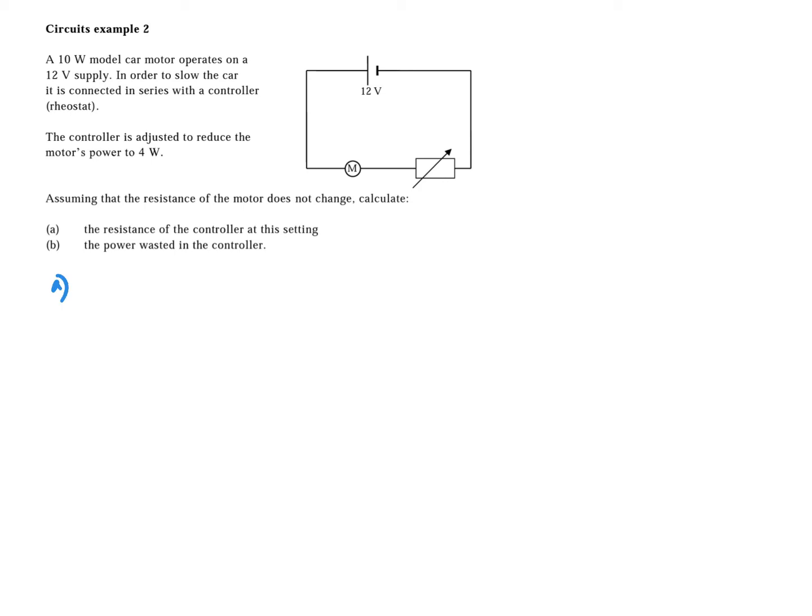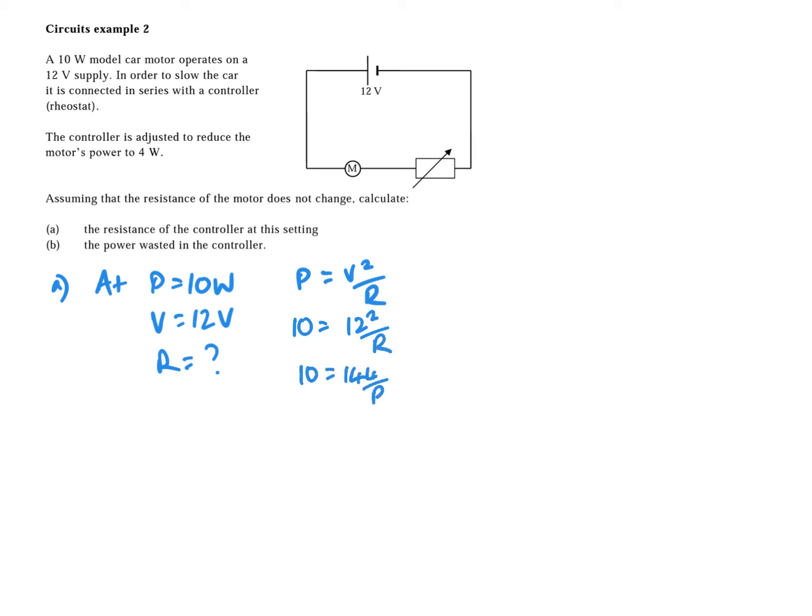So first of all, at P equals 10 watts, we know the voltage. At that point the rheostat's at 0 ohms and all the voltage is across the motor. So we know P, we know V, we're being asked R. So the formula links them together, P equals V squared over R. So 10 equals 12 squared over R. 10 equals 144 over R. And rearranging that, R is 144 over 10 equals 14.4 ohms.